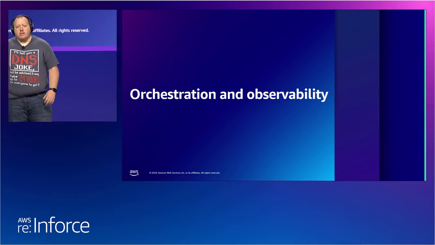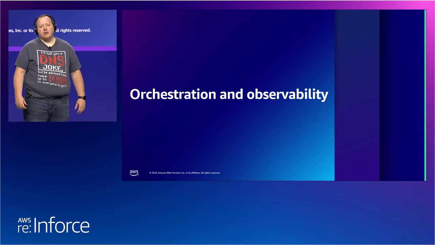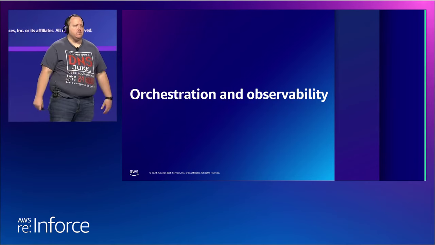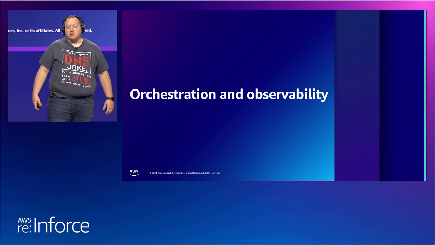But it's great that the routing scales, right? It's great that the service itself scales to the bandwidth, but how do you manage it all? How do you view it all? How do you see it all, right? Let's take a look at orchestration and observability.